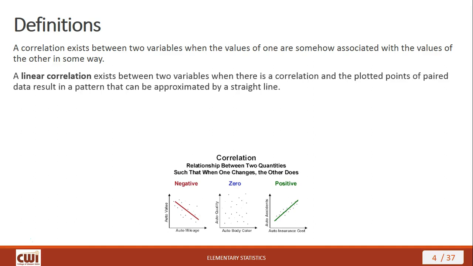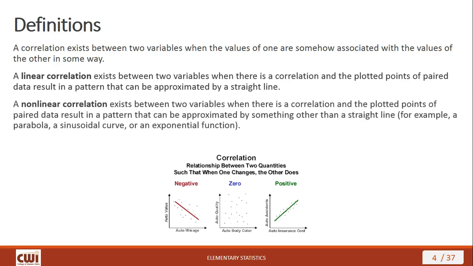Now, we have what's called a linear correlation when two variables are correlated to each other and the plotted points of paired data result in a pattern that can be approximated by a straight line. A nonlinear correlation, on the other hand, exists when you have correlation between two variables, but the plotted points of paired data result in a pattern that's approximated by something other than a straight line. So it's a parabola, or it's a sinusoidal curve, or it's an exponential function, or it could be something else entirely. But it's not a straight line pattern. That's nonlinear correlation.